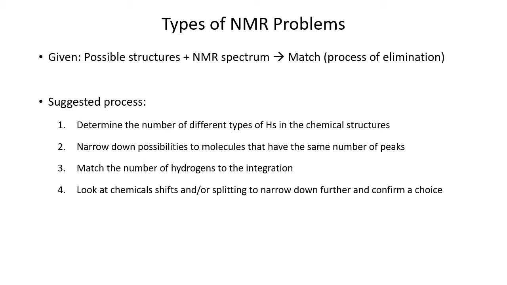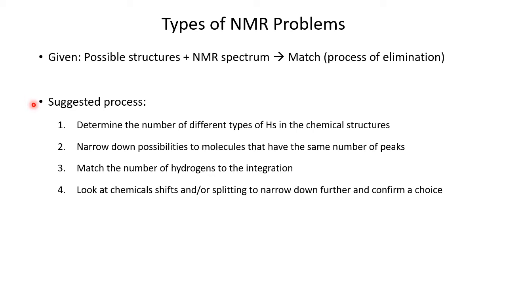The second type of NMR problem is when you are given possible structures plus a proton NMR spectrum, and you're asked to match structures to the spectra. And we can do this just by using the process of elimination. So this is a much simpler type of NMR problem, and this is mainly what we're going to be doing in the worksheet today.